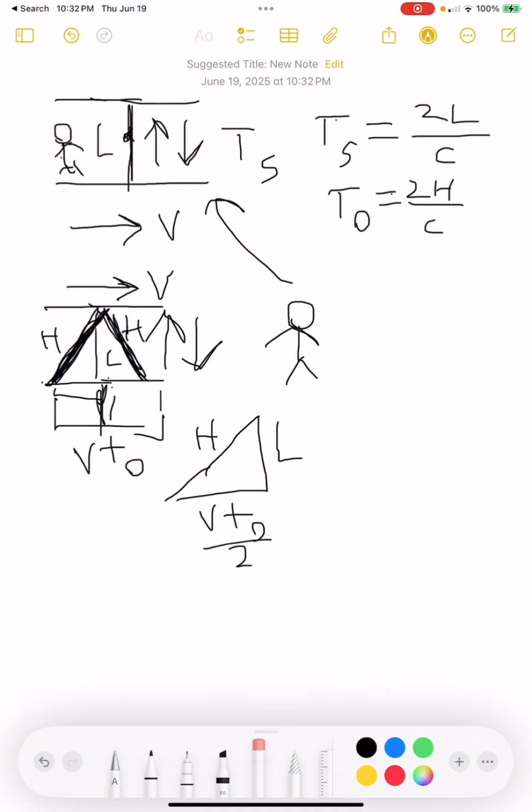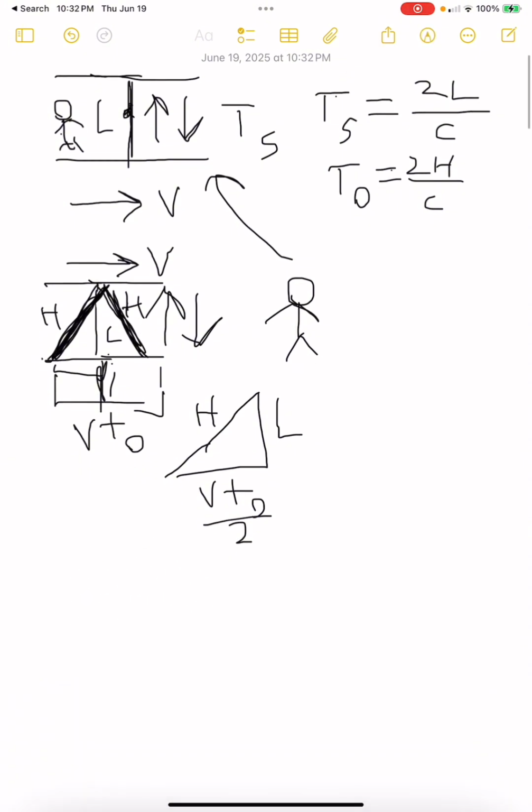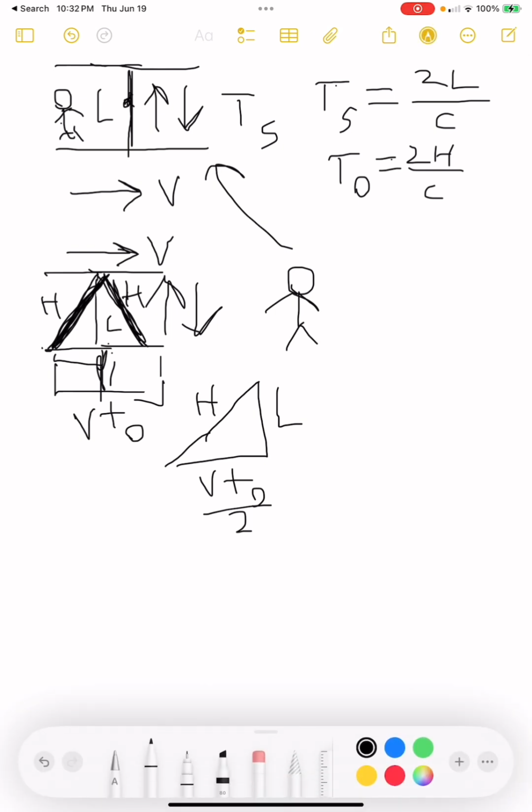Now here's where it gets a little bit interesting, because we have a triangle. It's a right triangle, and h is our hypotenuse. So we can write h in terms of L and v and t of 0. But h is also up here.